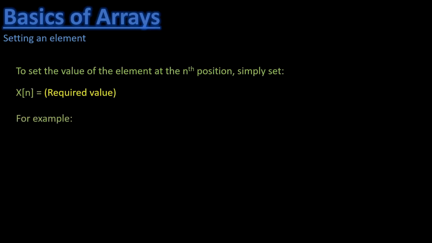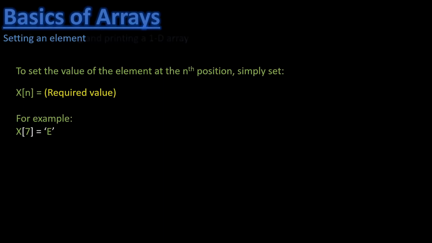Let us get to setting the value of an element. The same notation, the name of the array followed by the index in square brackets, can be used to set the element. To set the element at index 7 to the character E, we can write the following statement.